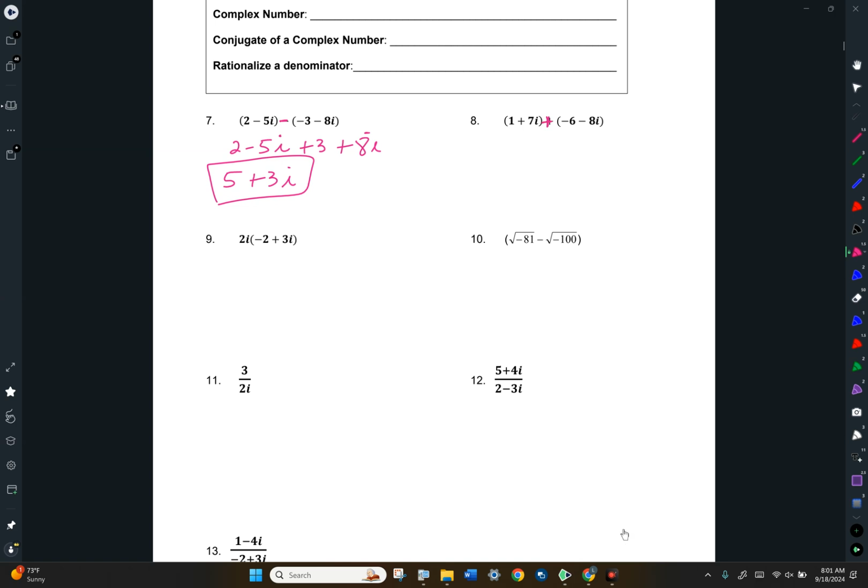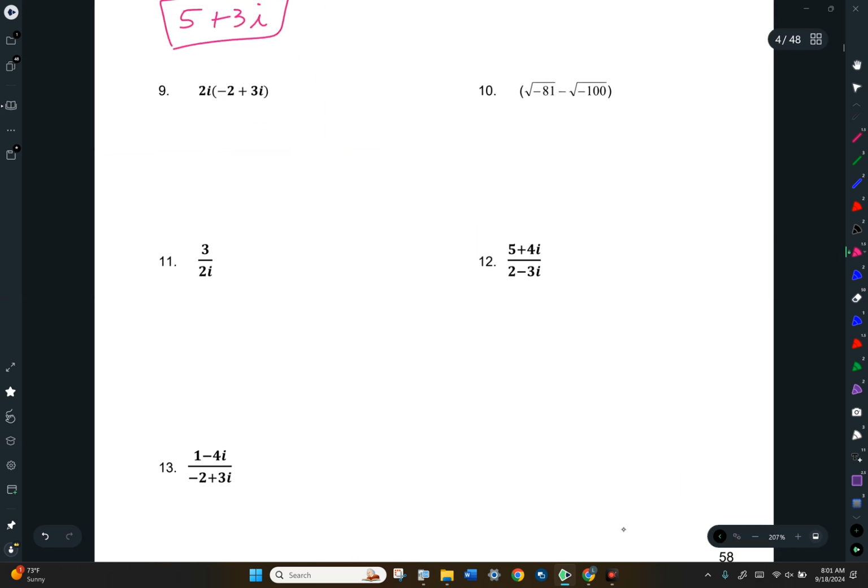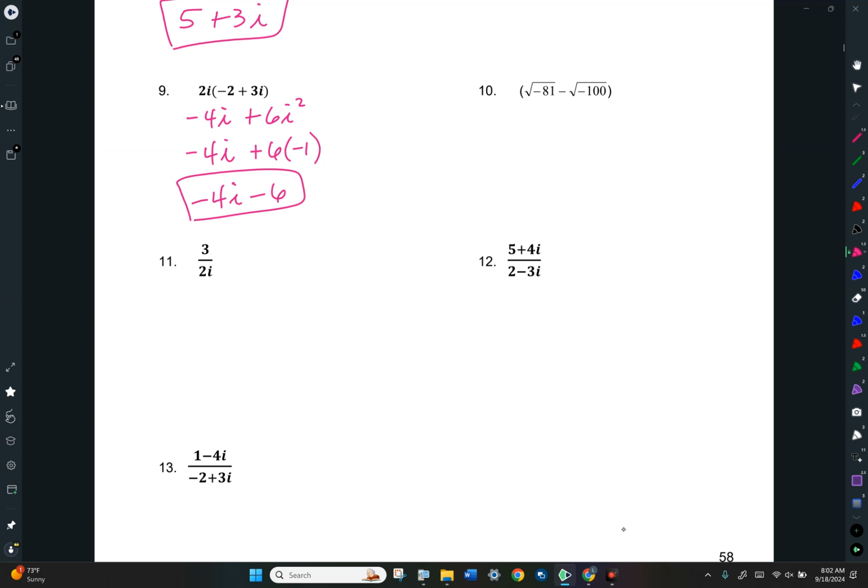But look at number 9, okay? So if I were to perform just regular algebra operations, I'll distribute that to i. So I'm going to have -4i plus 6i squared. So like we said, you can't leave an i squared in your answer. So I'm going to replace the i squared with -1. So I'm going to have -4i plus 6. In place of i squared, I have -1. So what I have here is -4i minus 6. And that's all I can do to that one.